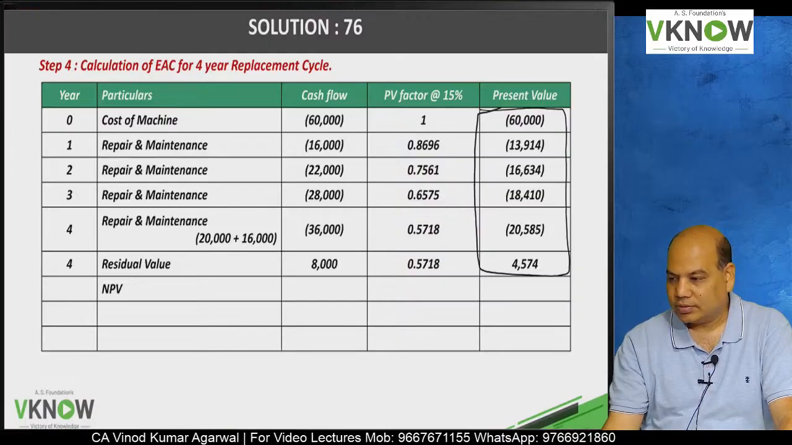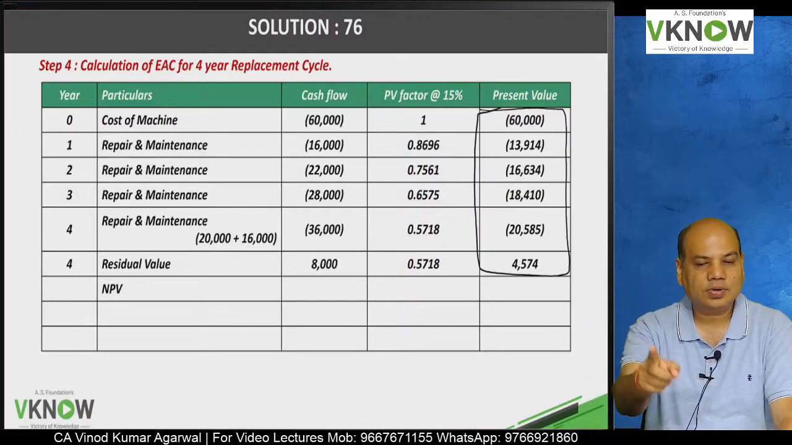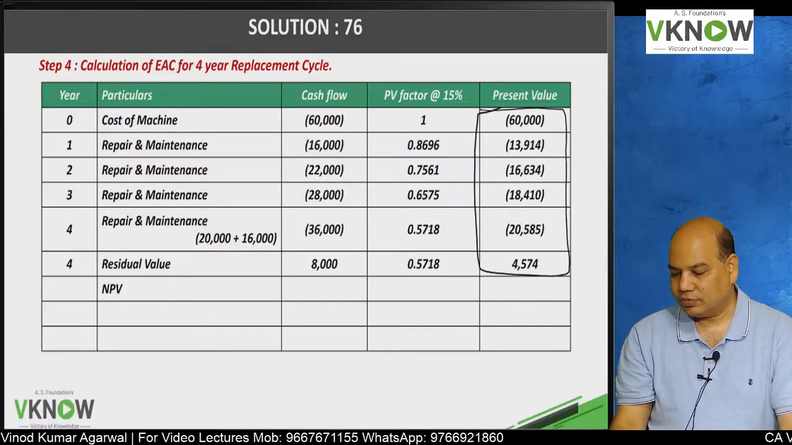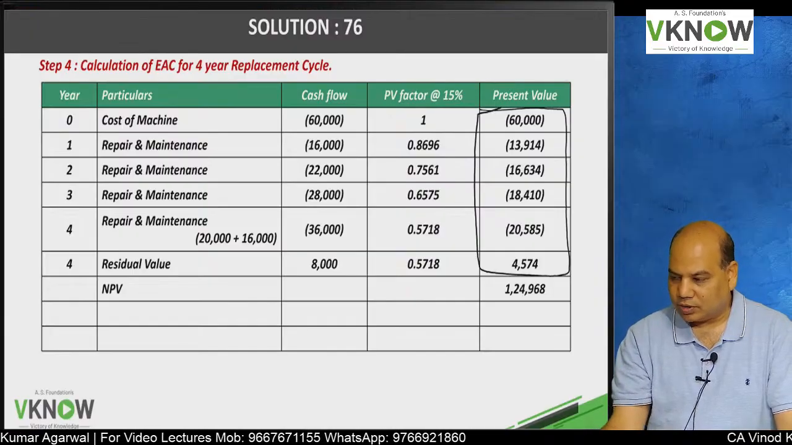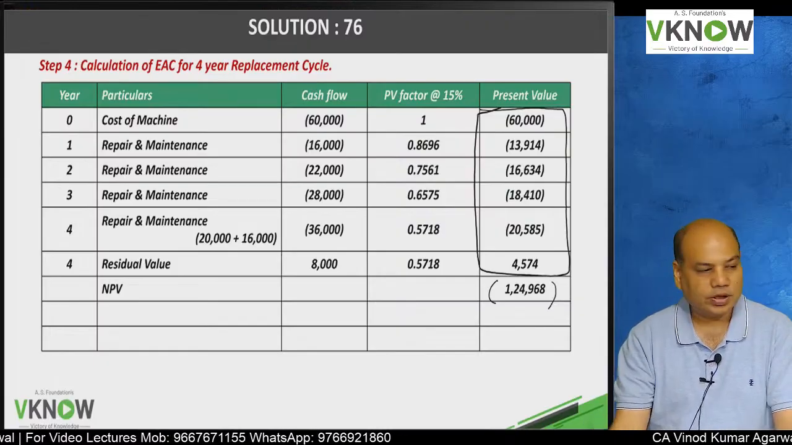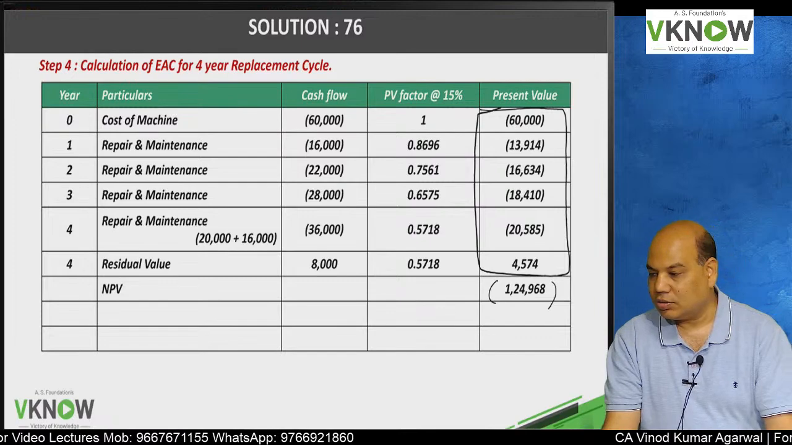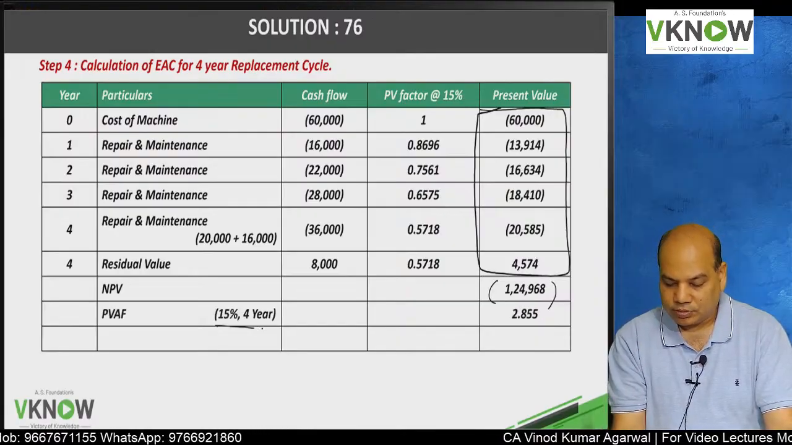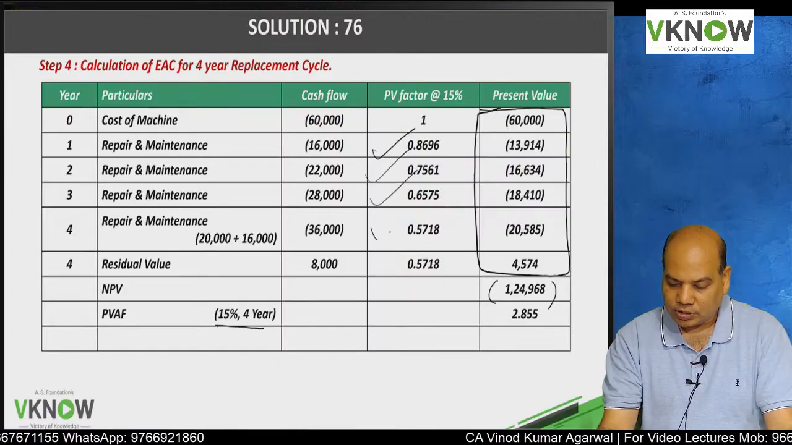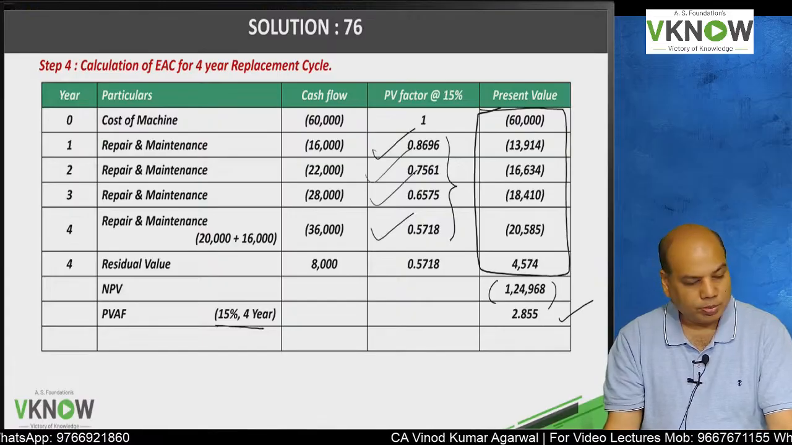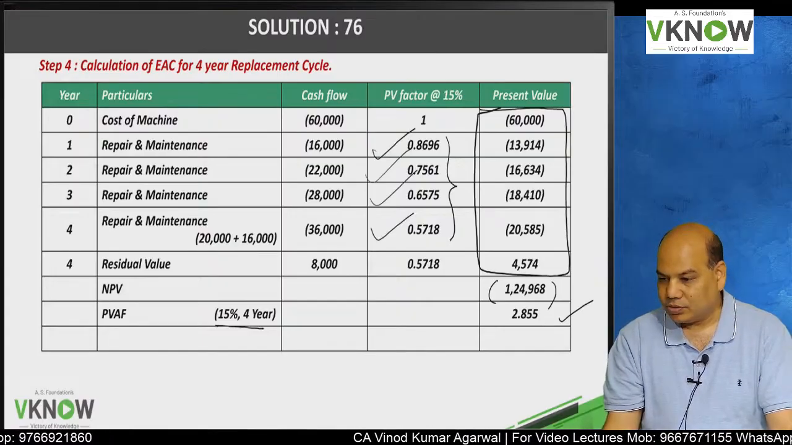Only you will give me the answer, then I will go ahead. Those who want to copy will wait. Copycats will wait. Very good answer. In bracket write 124,968 or 969, both are okay. Write down the PV annuity factor for 4 years. Add these 4 factors and write here. Just check, is it 2.855?